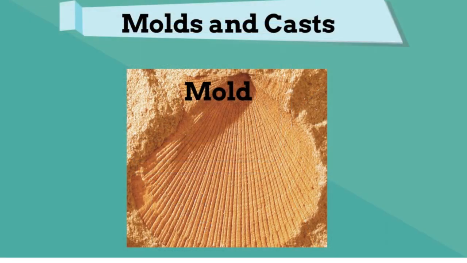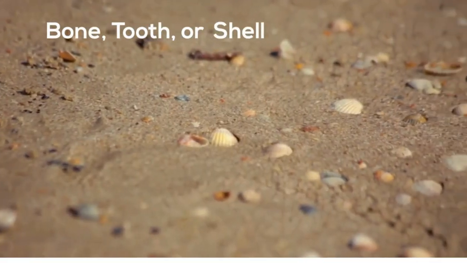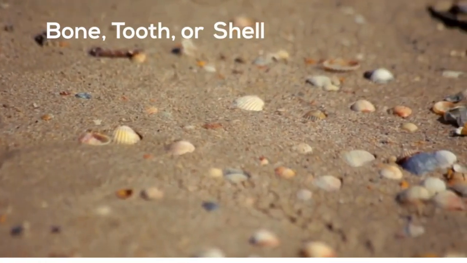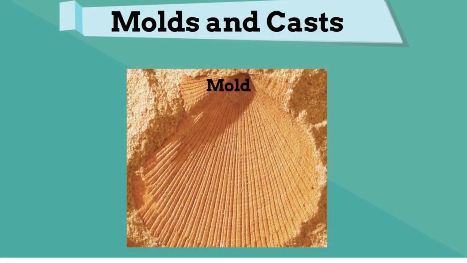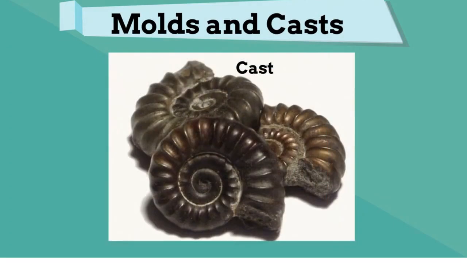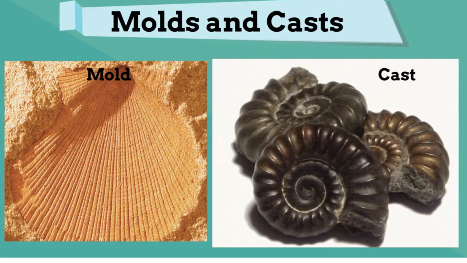Molds and casts are also important fossils. An organism will die, and you may have a bone or a tooth, and it will make an impression. And then this impression hardens so that you have a permanent record. This is a mold. Next, this impression can fill up and create a cast, which is a copy of the impression. Take a look at the mold and the cast.